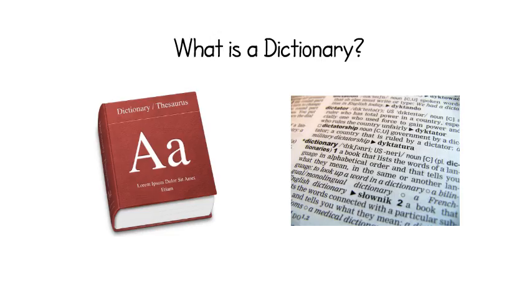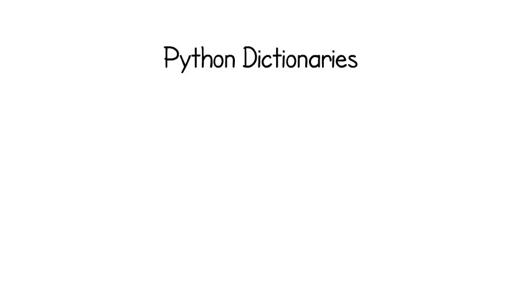So what are dictionaries? When you open a real-world dictionary, what do you see? Words and their definitions. Well, Python dictionaries are like that too. They contain pairs of key values, like words and their definitions. They make it easy to look up a value by its key. So how do we use them?